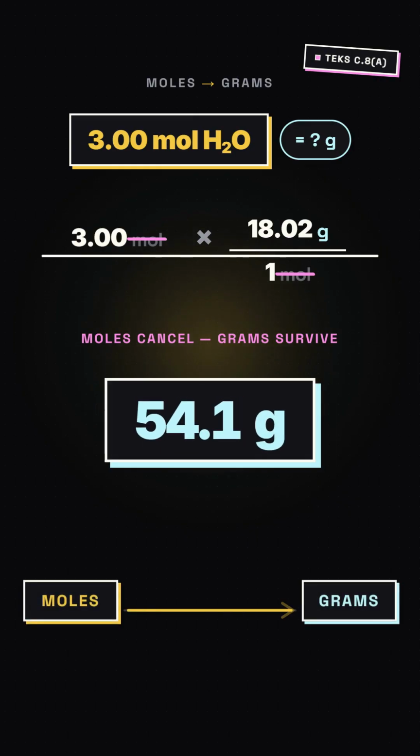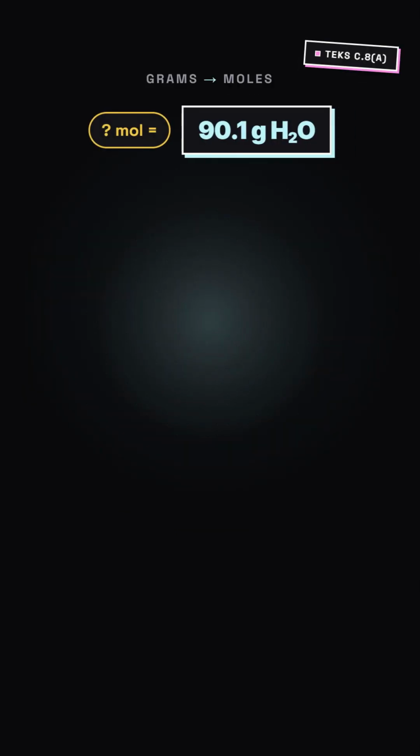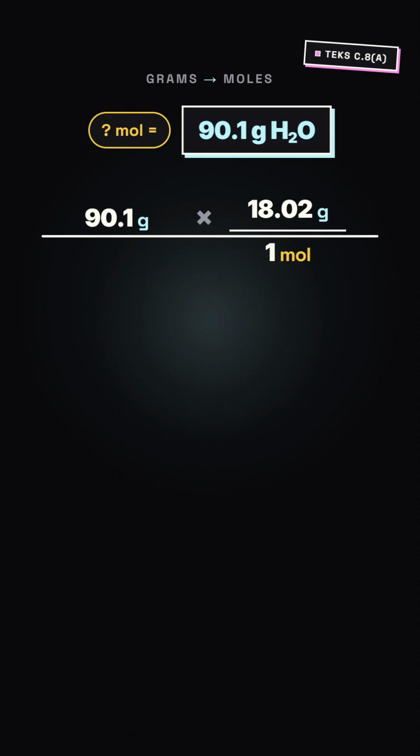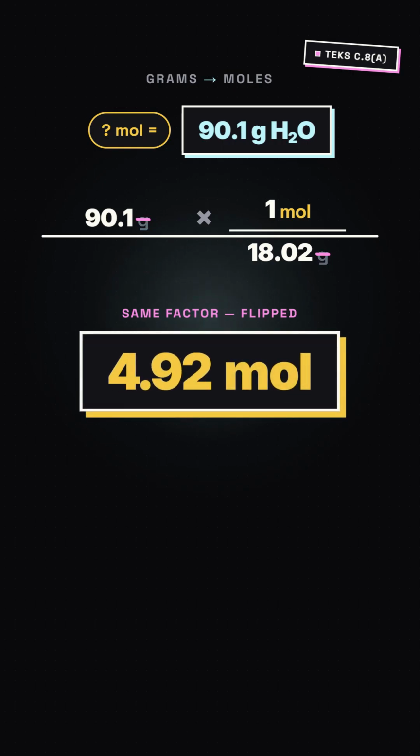Moles to grams, multiply. Now run it backwards, 90.1 grams of water. How many moles? Divide by the molar mass, or flip the conversion factor. Grams cancel, and you get 5.00 moles.